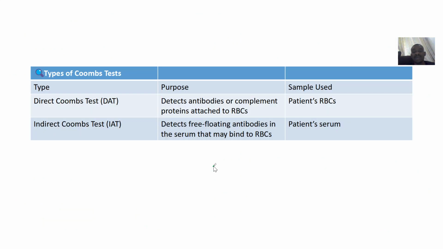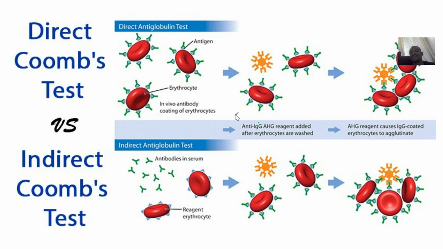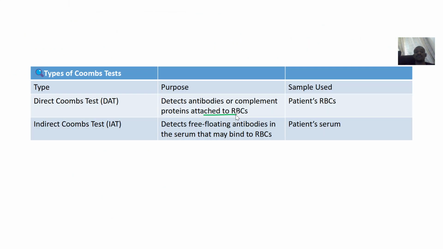So for the Coombs test, we have the direct one, which detects antibodies or complement proteins attached directly to red blood cells. The indirect one detects what? The free-floating antibodies in the serum that may later bind to the red blood cells but have not bound yet. You get the two differences now.